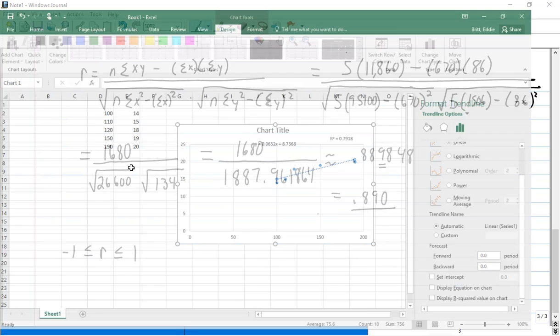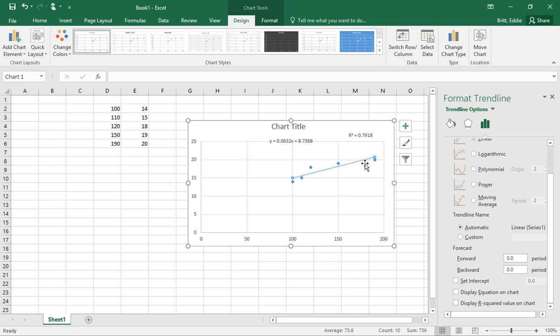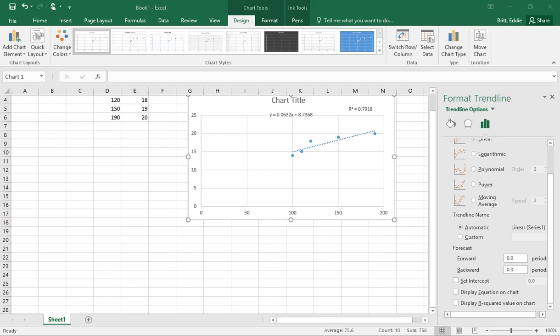So if we look at this line through the data, you can see they're kind of close to it, but they're not all right on it. The further you get away from -1 and the closer you get to 0, or the further you get away from 1 and the closer you get to 0, the further all of the points will be away from the line. So that's one thing that the R will tell us.